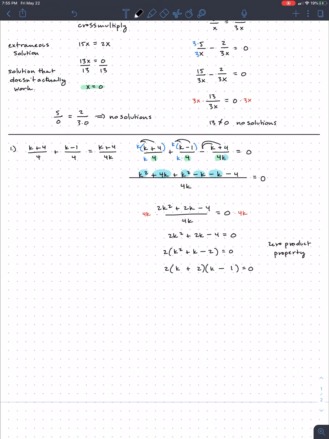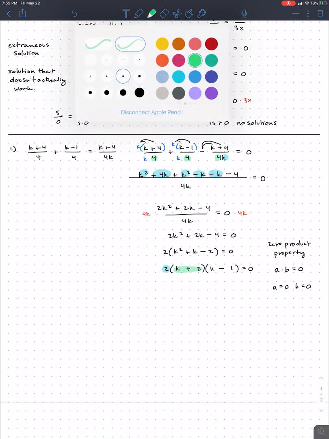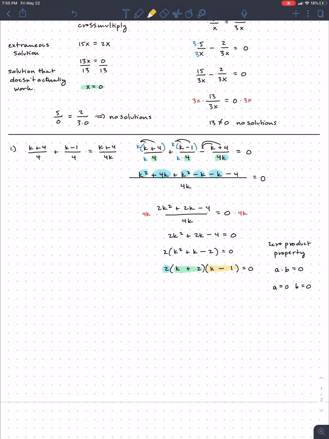Zero product property says that if a times b equals 0, then either a is equal to 0 or b is equal to 0. Or they're both equal to 0, but at least one of them is equal to 0. So what this is saying is that either 2 is equal to 0, either k plus 2 is equal to 0, or k minus 1 is equal to 0. So I'm going to set all of those equal to 0.